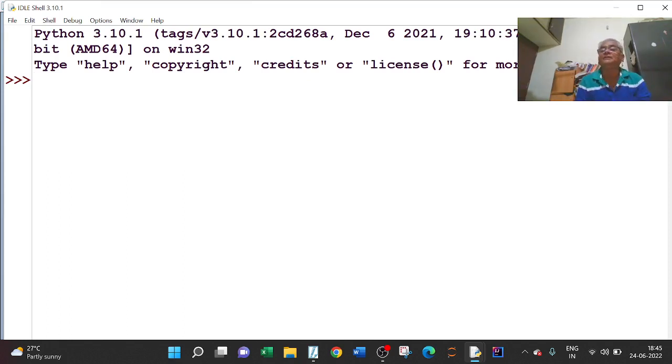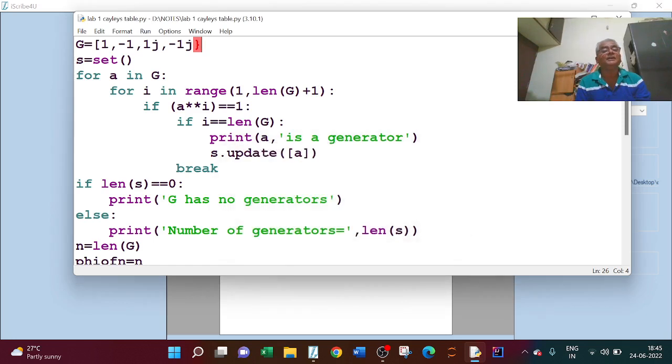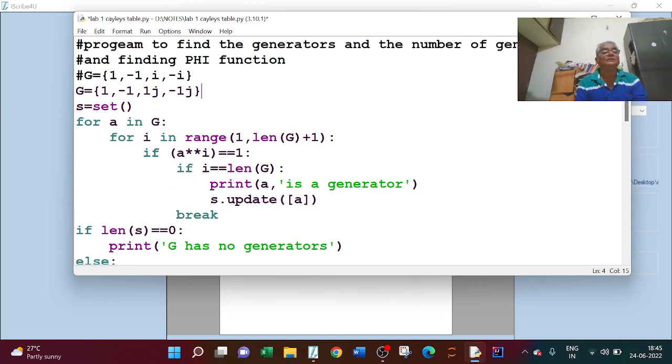Getting late. Okay, some error is there. Yeah, some error is there. This I have to write in set notation. I think it is okay now. I run this program.